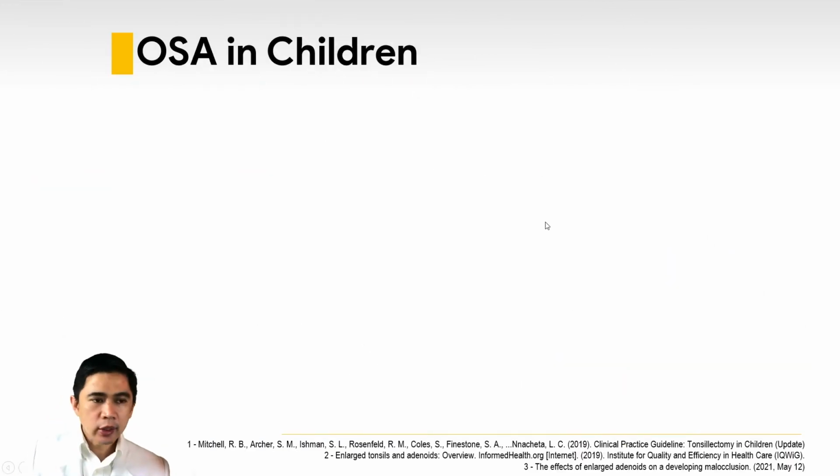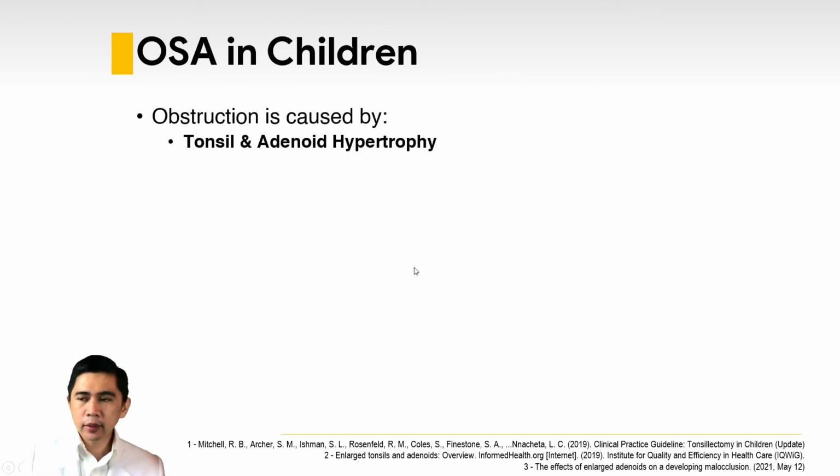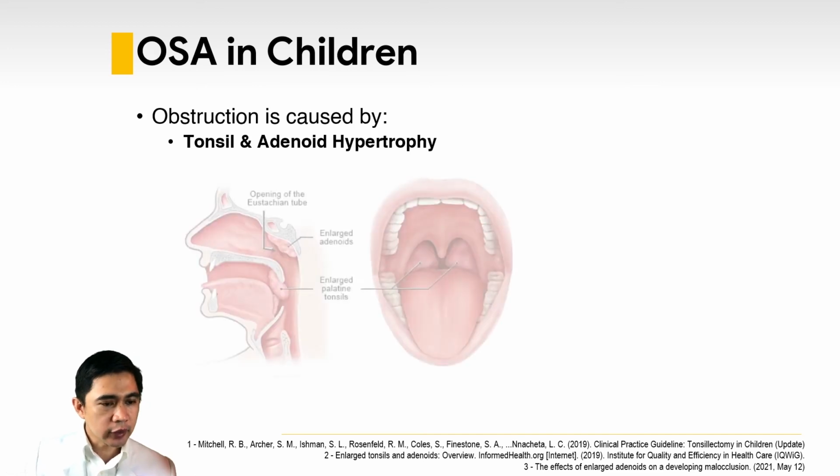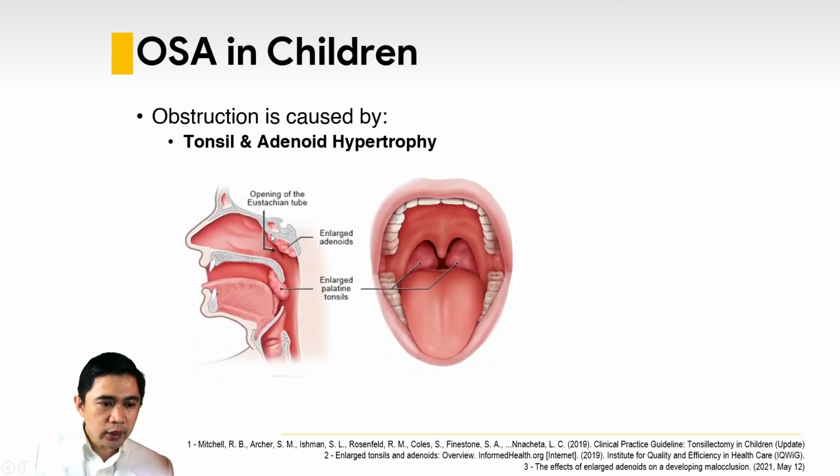Okay, let's talk about OSA in children. So in children, obstruction is usually caused by tonsil and adenoid hypertrophy. So this is again the adenoids. It is usually found at the back of the nasal cavity, and the palatine tonsils. Okay, both of these will be enlarged in children, and when they sleep in the supine position, both of these will actually contribute to the obstruction during sleep.